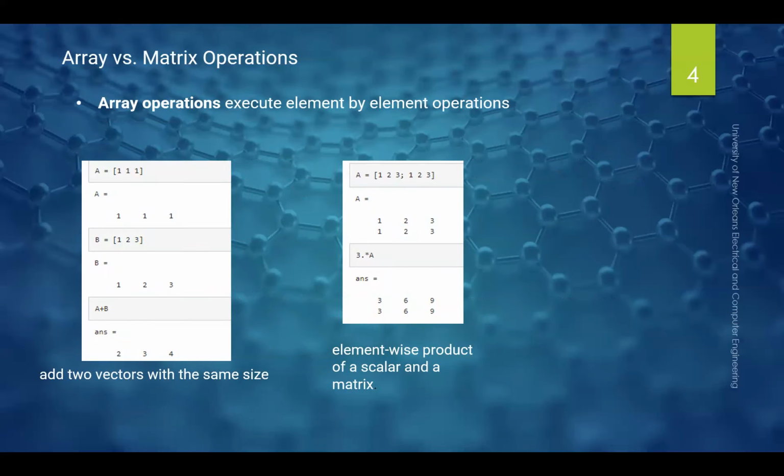Okay, so array operations execute element by element. So for example, in this first example, where we're adding two vectors with the same size, the first vector, as you can see, is 1 by 3, and the second vector is 1 by 3. So adding those two together is really simple, right? Just A plus B. However, if we do an element-wise product of a scalar, in this case, we've got a scalar here and a matrix, we do need that period in here, okay? Because we're multiplying everything in the matrix A by the scalar 3, okay?